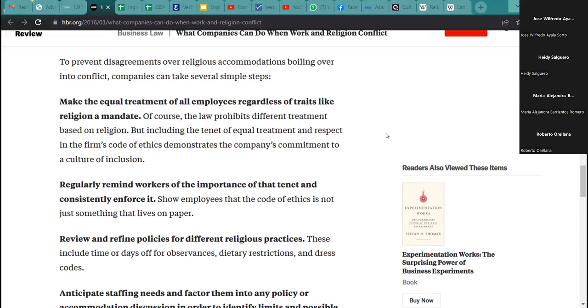Of that tenet and consistently enforced it. Show employees that the code of ethics is not just something that lives on paper. Okay. What did you get from these two things?